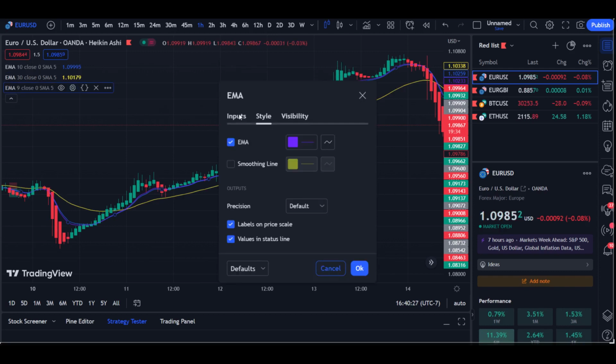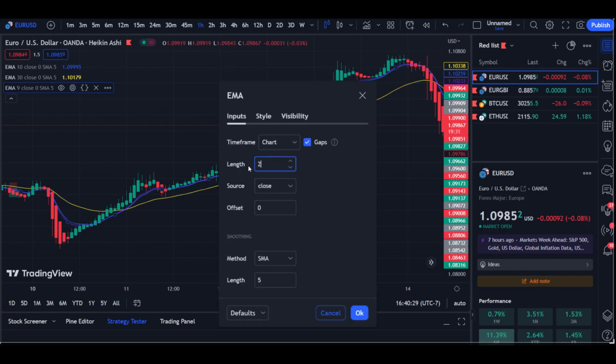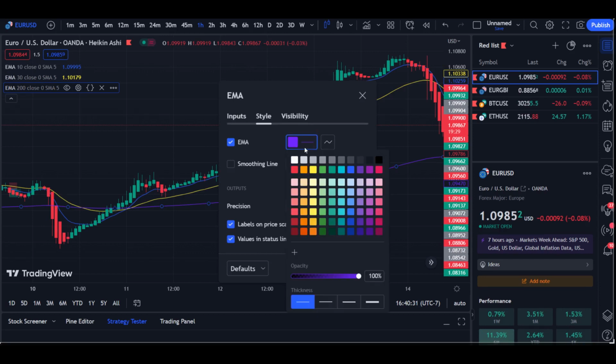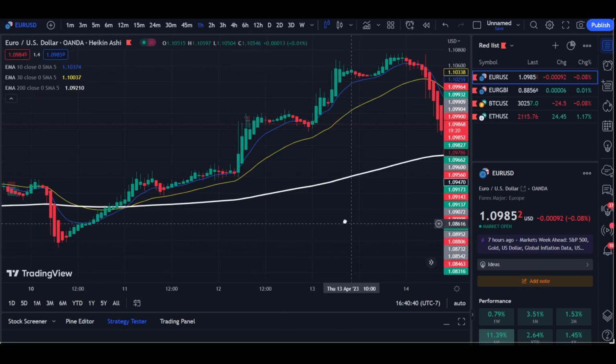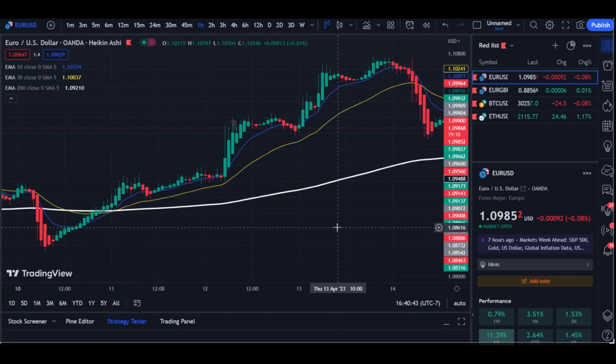And then for the third one, we're going to change the length to 200. For the style, I'm going to make sure that it's white, and I'm also going to make the line thicker since it's the most significant one on here. So at this point, your chart should look similar to how it is right now.